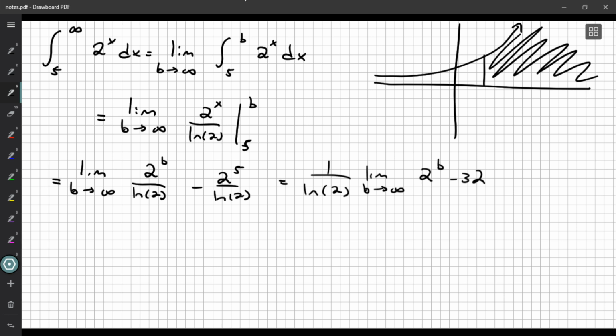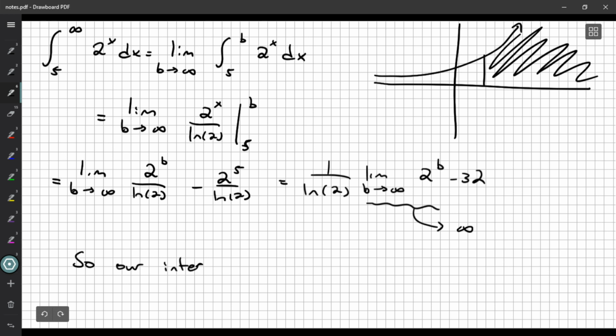Okay, and so we ask ourselves, as b gets bigger, what does 2 to the b do? As I raise 2 to larger and larger powers, think 2 squared is 4, then 2 cubed is 8, then 2 to the 4 is 16. As b gets larger, this gets larger. This heads towards infinity.